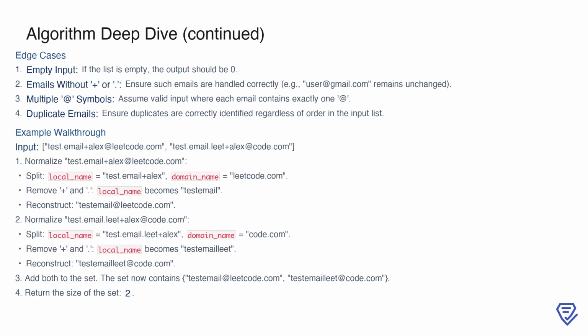To illustrate, consider the input list: test.email+alex@leetcode.com, test.email.leet+alex@code.com. For the first email, the local name test.email+alex is split, and after removing the plus part and the dot, it becomes testemail. Reconstructing with the domain results in testemail@leetcode.com. Similarly, for the second email, the normalized form becomes testemail@code.com. Adding these to the set results in 2 unique emails, so the output is 2.